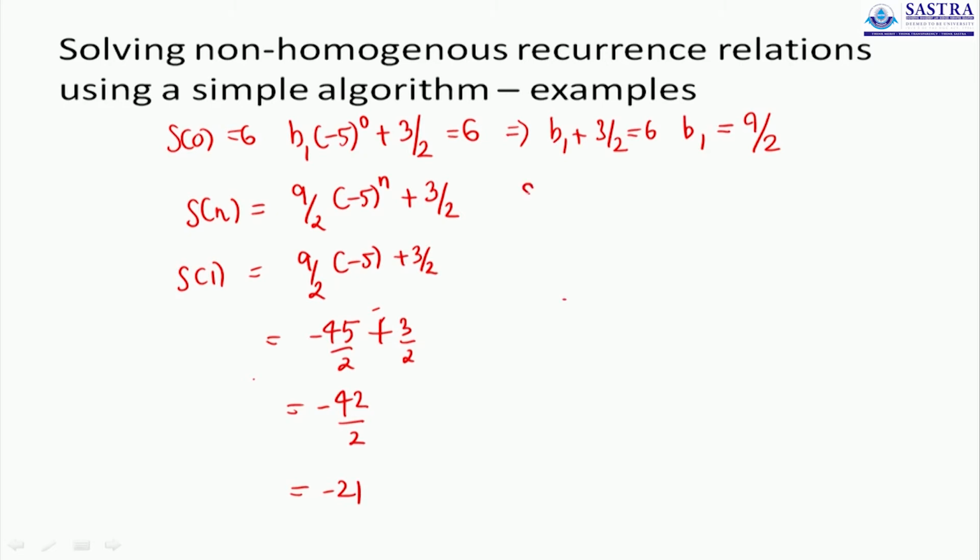Now, we can also look at the question. The question says S of 1 plus 5 times S of 0 is 9. So, S of 1 has to be 9 minus 5 times S of 0, and the question said S of 0 is 6. So, 9 minus 5 times 6, 9 minus 30, which is also minus 21. The two answers match, which means we have solved the problem correctly.